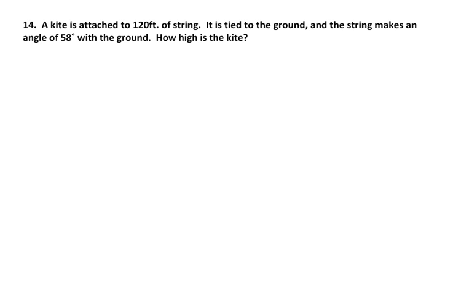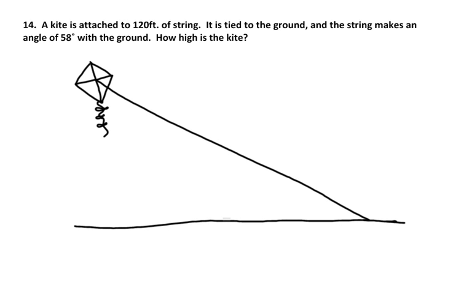In this one, a kite is attached to 120 feet of string, is tied to the ground, and the string makes an angle of 58 degrees with the ground. The question is, how high is this kite? Okay, so I've taken a moment here and put up a drawing of the situation. We've got a kite that's tied to the ground, and the kite is on 120 feet of string.